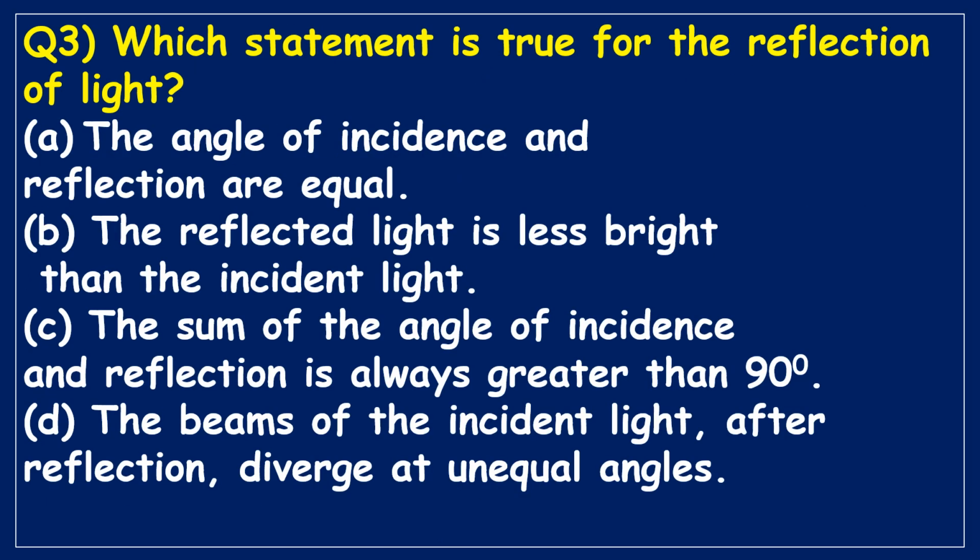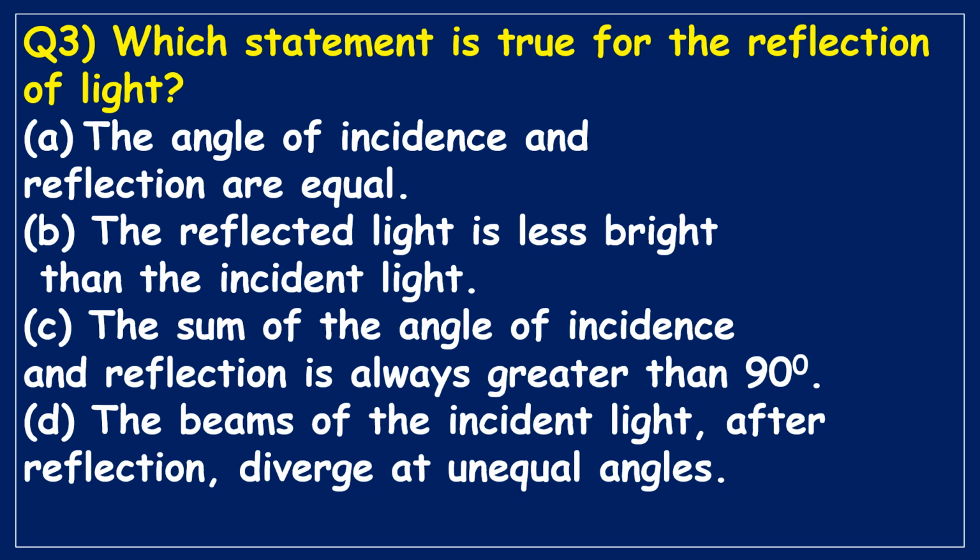Third question, which statement is true for the reflection of light? Option A, the angle of incidence and angle of reflection are equal. B, the reflected light is less bright than the incident light. Option C, the sum of the angle of incidence and reflection is always greater than 90 degrees. Option D, the beams of the incident light after reflection diverge at unequal angles.